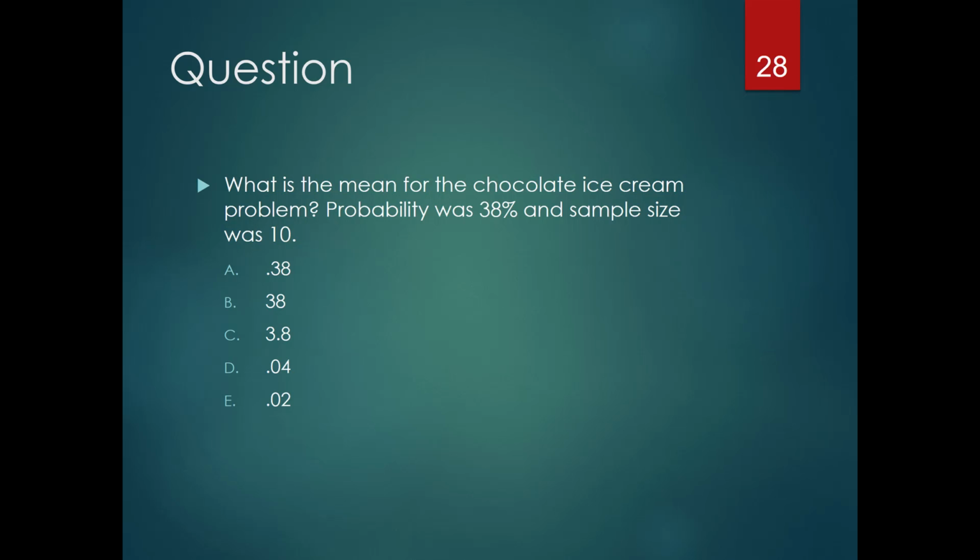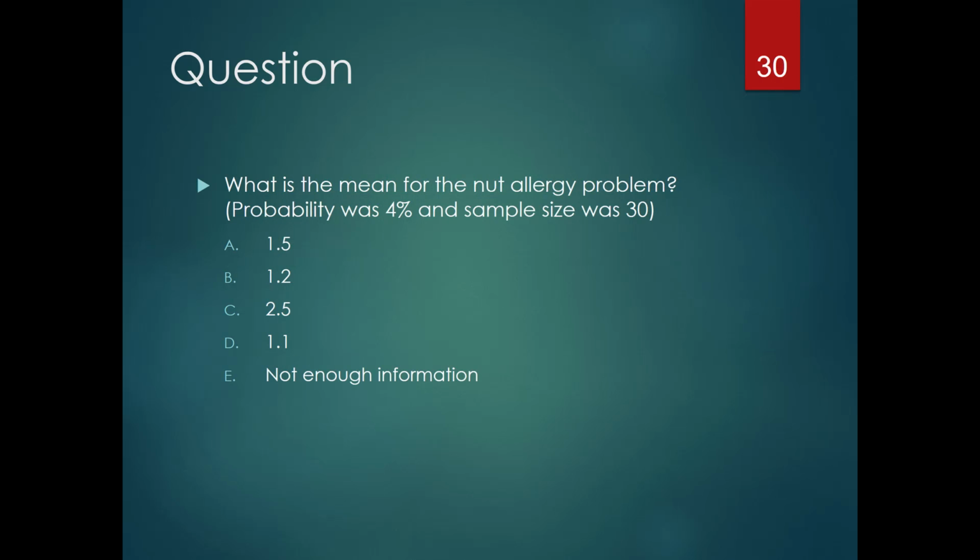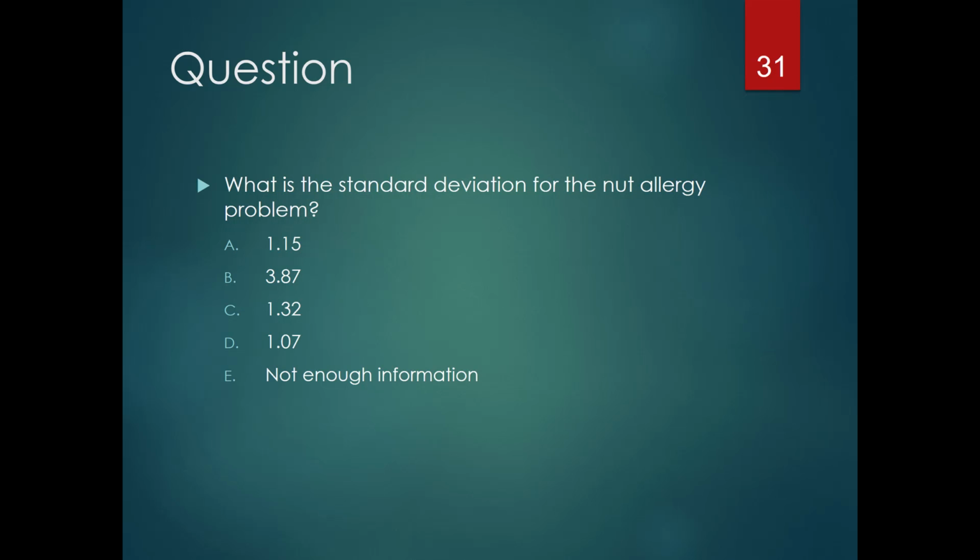What is the mean for the chocolate ice cream problem? And the probability, just as a reminder, was 38% and sample size was 10. Another question, what is the standard deviation? And what is the mean for the nut allergy problem? Reminder, the probability of success was 4% and sample size was 30. Also, think about the standard deviation for the nut allergy problem.